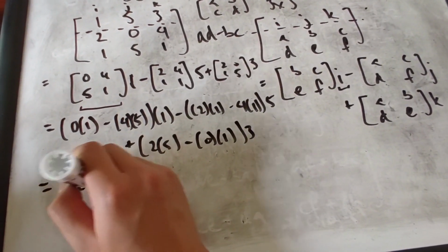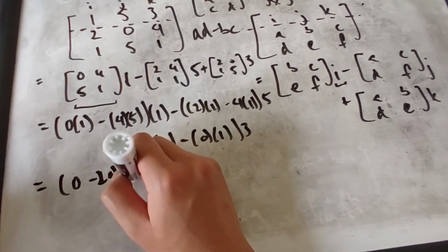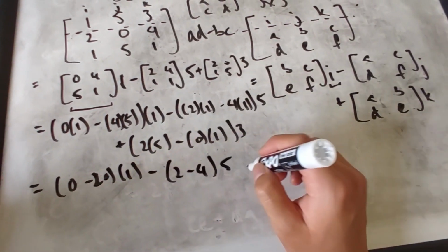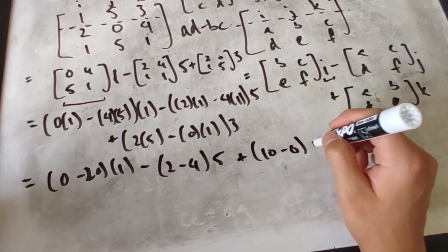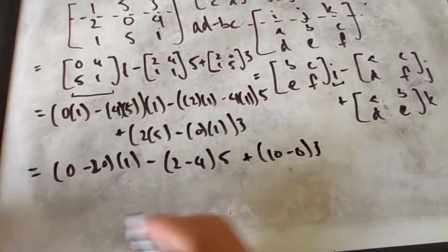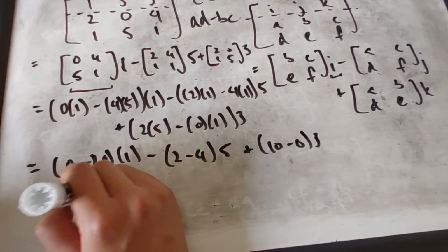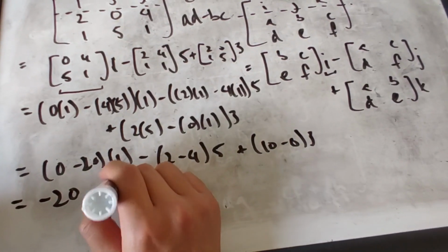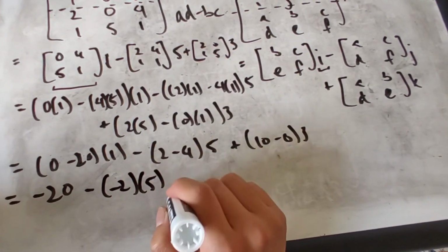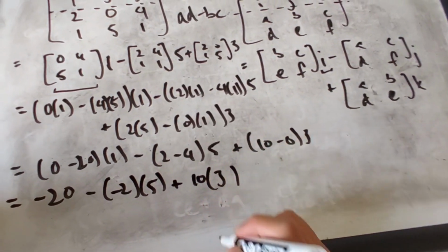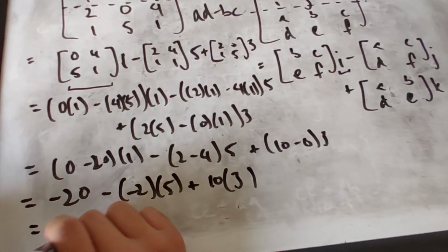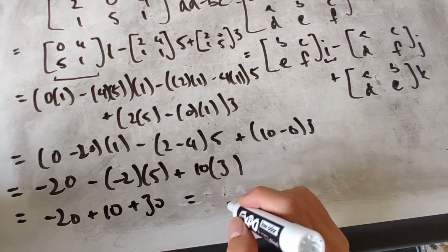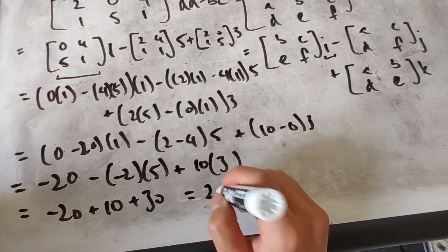And when we simplify this, it'll be 0 minus 20, minus 2 minus 4 times 5, plus 10 minus 0 times 3. And now we could simplify this to be negative 20 minus negative 2 times 5 plus 10 times 3. And this would be negative 20 plus 10 plus 30, which gives us the value of 20 as our determinant.